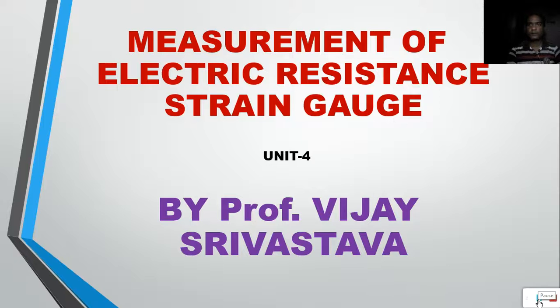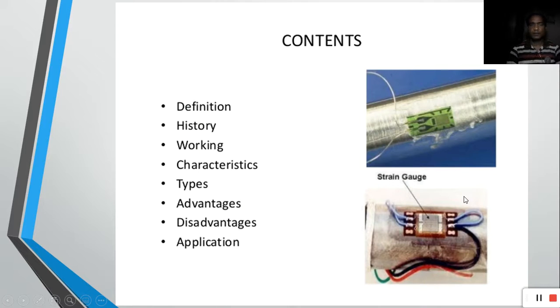Hello students, today in MI we will discuss the electric resistance strain gauge. In this chapter we discuss the topic. First we discuss the definition, history, working, characteristics, types, advantages, disadvantages and applications.